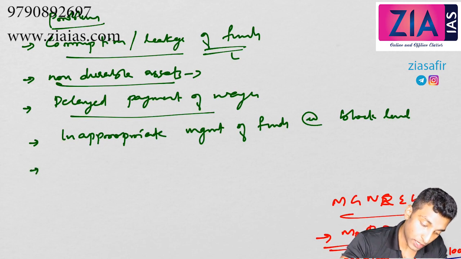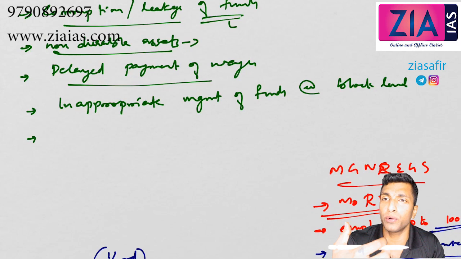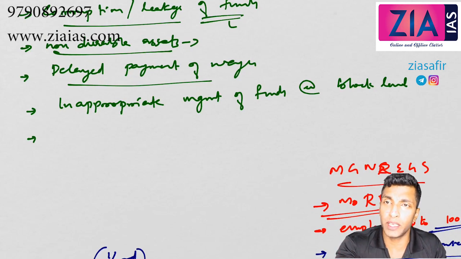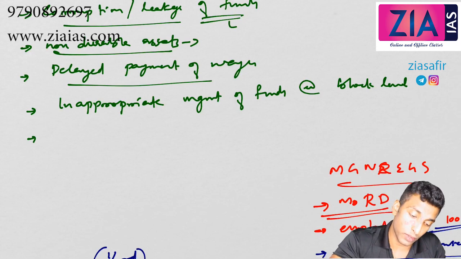So then application not accepted by Gram Panchayat. I've told you, if you are giving an application, you should be given the job within 15 days. Otherwise you will be getting unemployment allowance. In some cases, Gram Panchayat will not accept the applications. Okay, so that is actually against the provision.